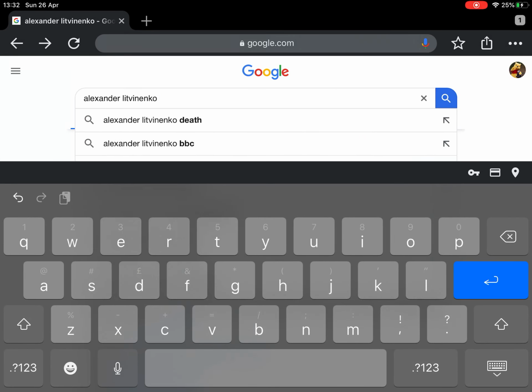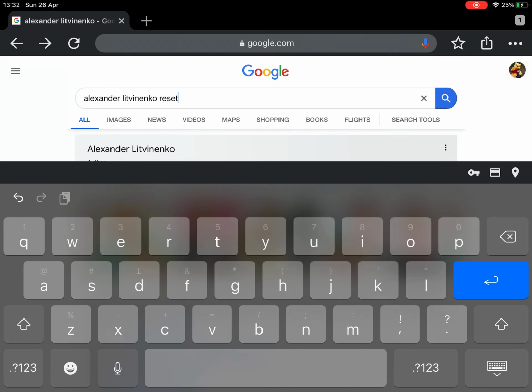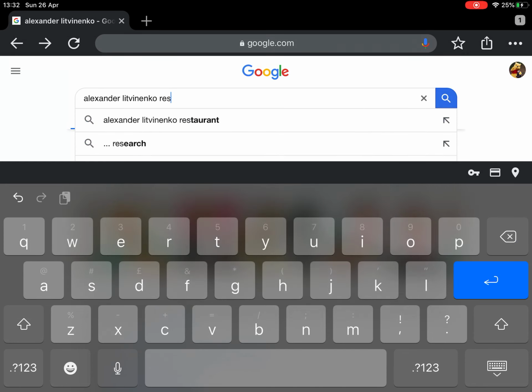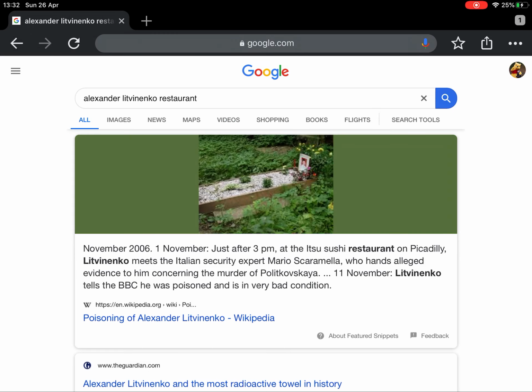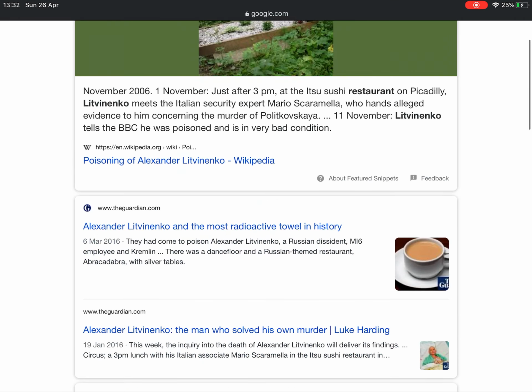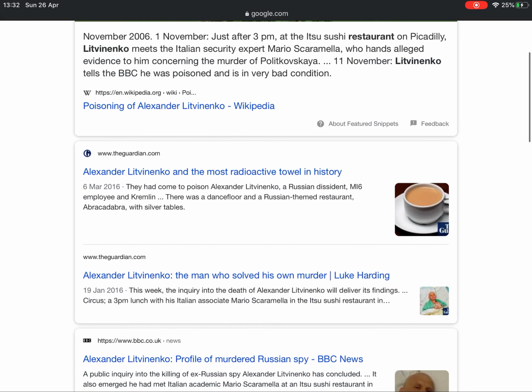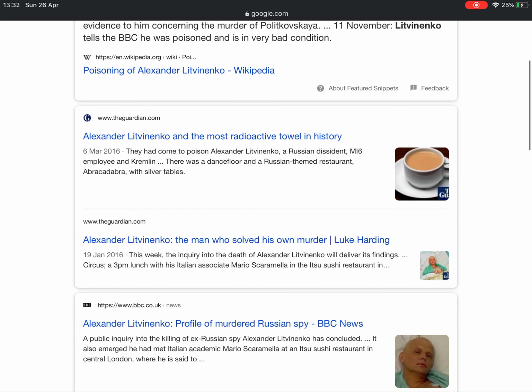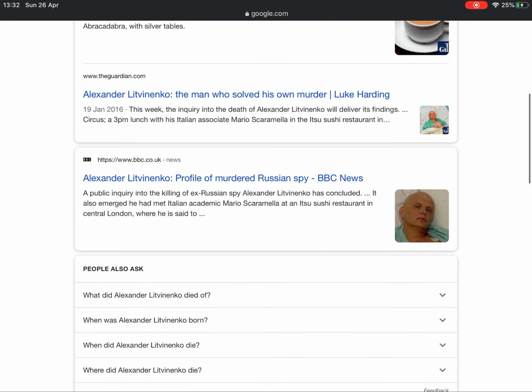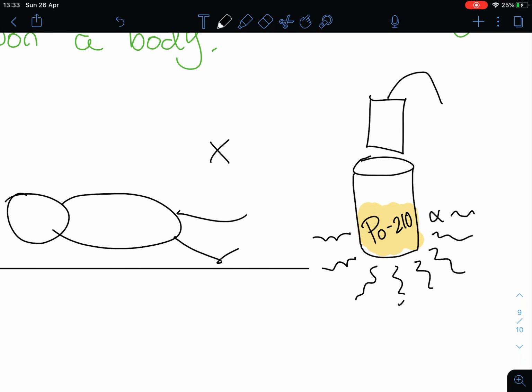And so if we go, let's have a look. Restaurant. It was a massive story. So the poor restaurant had to be closed for quite a long time. The towel that he used, everything he came into contact with had to be decontaminated.